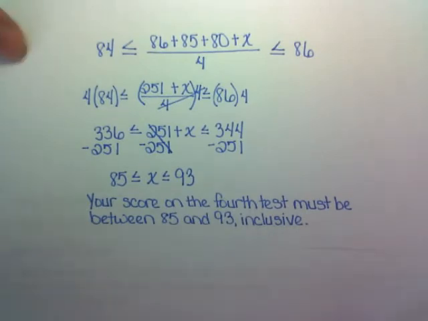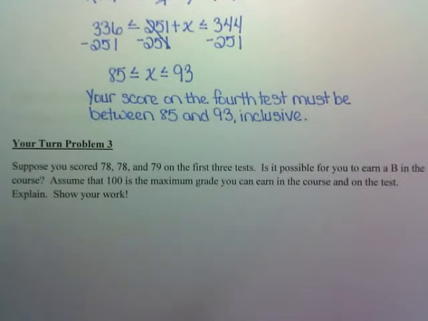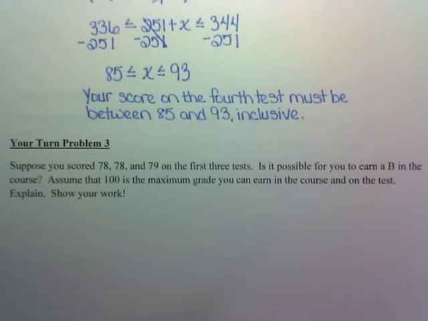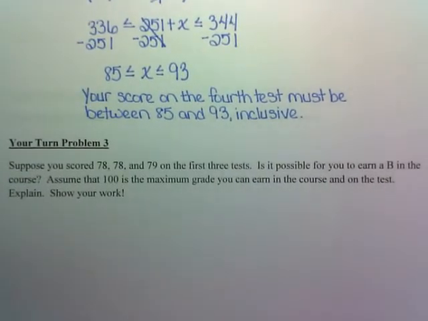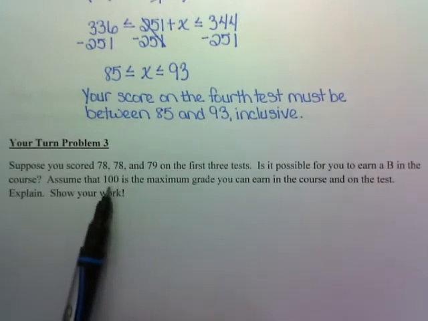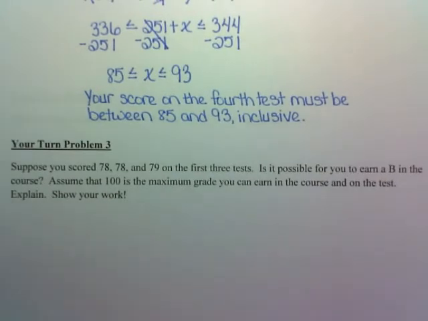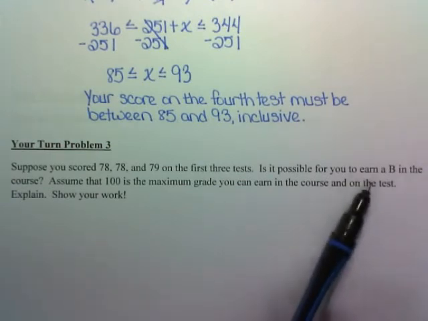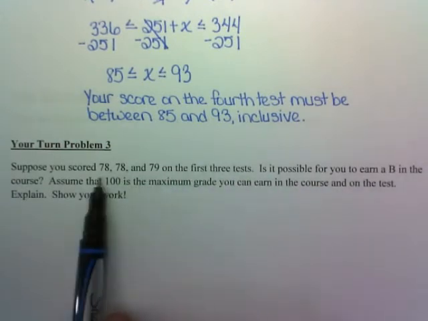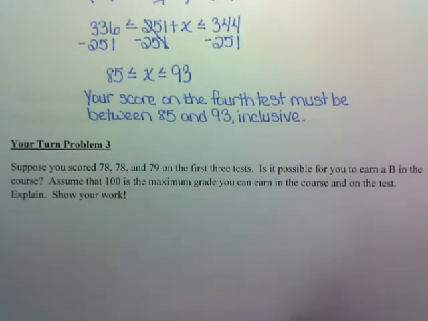Now you're going to need this information here. You need to think about this information for this your turn question because we're going to change it up a little bit. Suppose these are the 3 test scores you have, and we want to know, is it still possible to earn a B? Now 100 is the maximum grade. We don't have bonus points where we have over 100 test scores. But make sure that you show your work on how to solve this and then explain your answer. What does it tell you? Are you still able to get a B in this class if these are your 3 test scores?